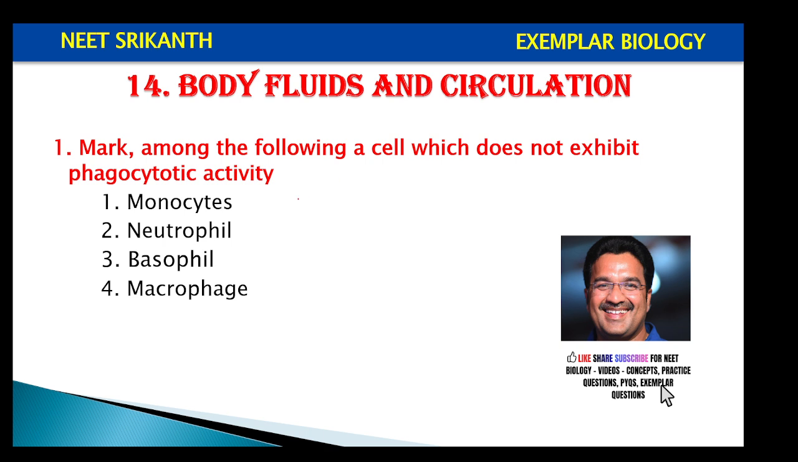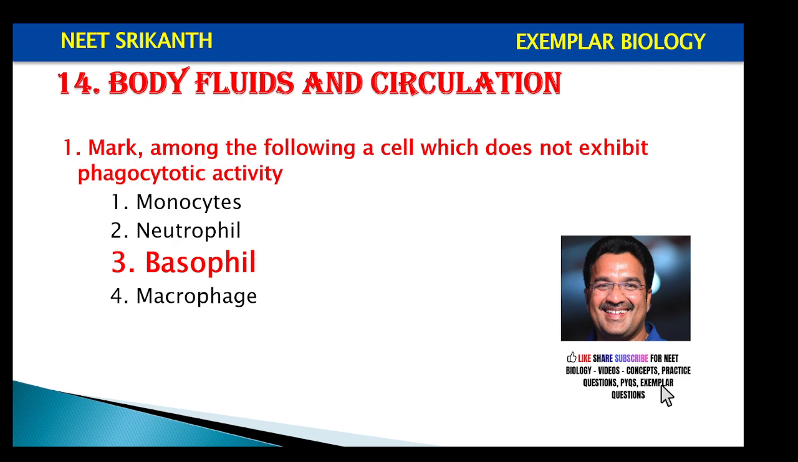First question, mark among the following a cell which does not exhibit phagocytic activity. Monocyte, neutrophil, basophil and macrophages. Here among these cells, the basophils are inflammatory mediators. They are not in the phagocytic activity. They are inflammatory mediators which release histamine, heparin, bradykinin. So the answer is basophil.